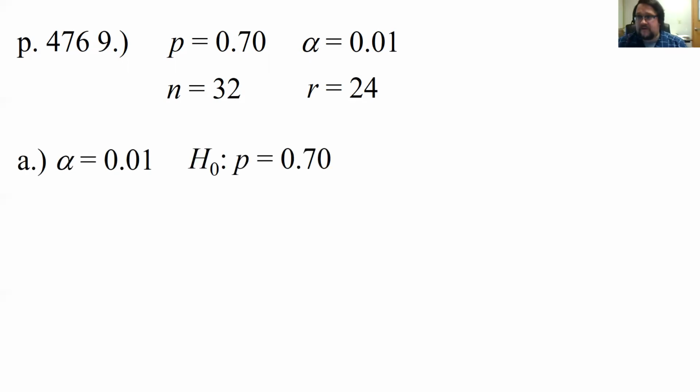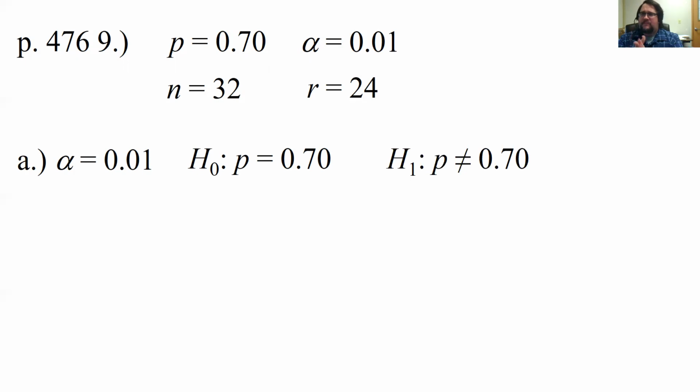Our null hypothesis is that our proportion is the same as this, and our alternative would be that it's not the same. This is a two-tailed test. The claim is that the population proportion is different. Notice it's not saying more than that or less than that. It's just saying it's different.